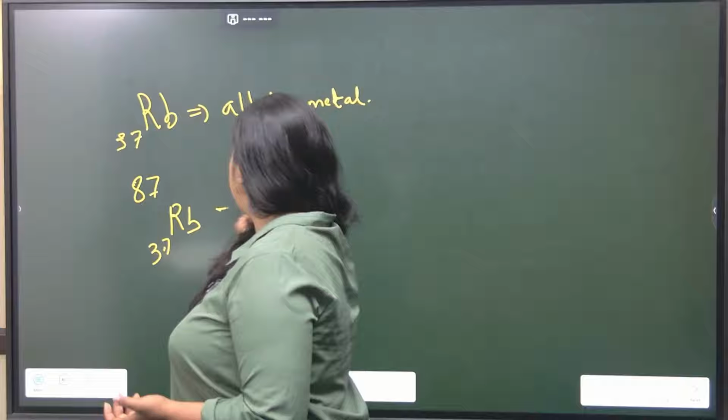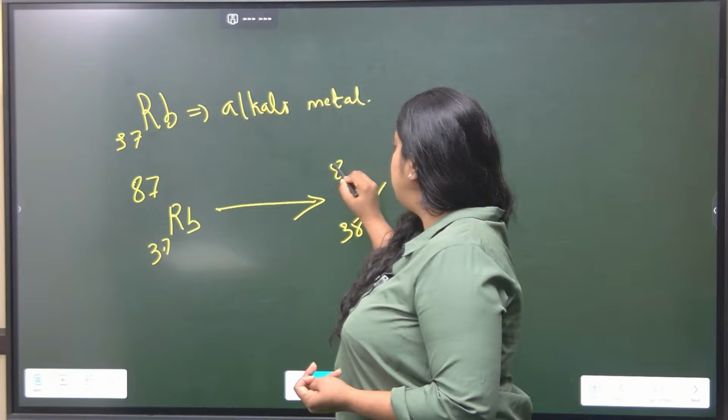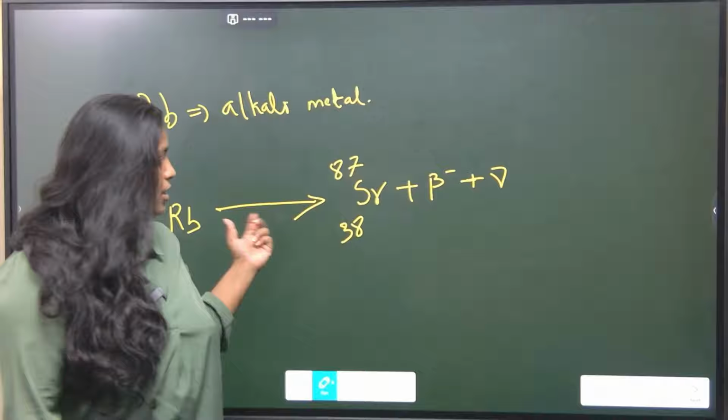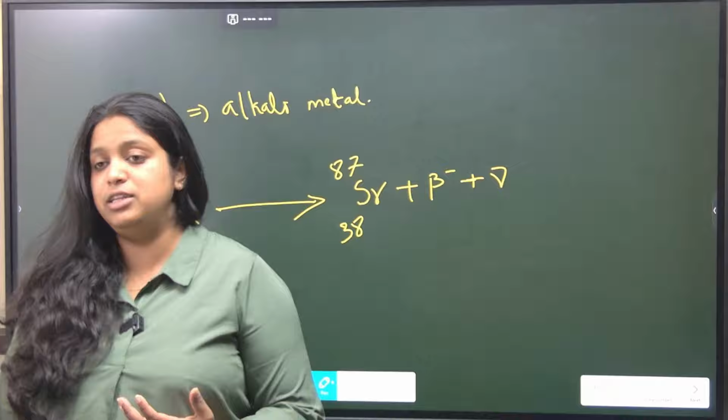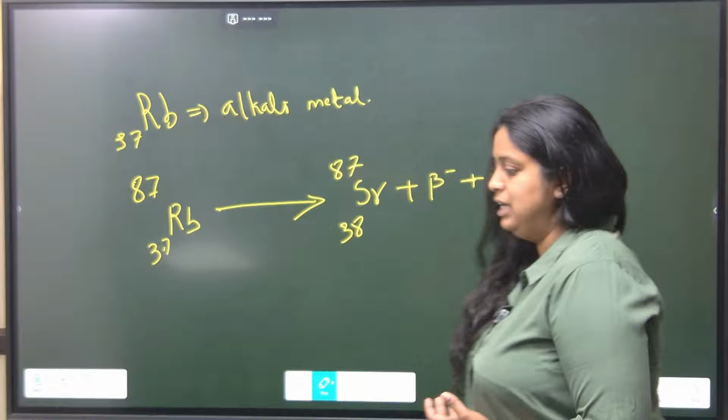This rubidium undergoes a beta minus decay and forms a strontium nucleus. Strontium with atomic number 38 and mass number 87 is formed by the beta minus decay. So rubidium 87, a radioactive isotope, undergoes decay and forms 87 strontium, whose atomic number is 38. The decay happening here is a beta minus decay.